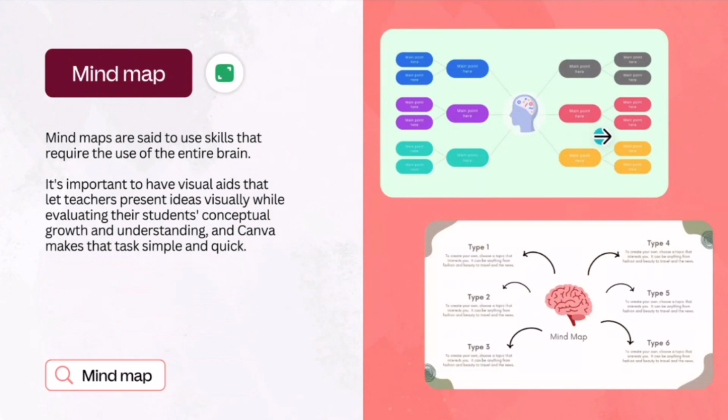Also think about mind maps, which allow students to present their ideas in a visual way, and to evaluate your students' conceptual growth and understandings. And there are, again, lots of different types of templates that you can find. I really appreciate that about Canva, because you don't have to start from a blank slate. You can, but you don't have to. You can find templates in the library that might be close to what you want, and then you can iterate them and make them your own.